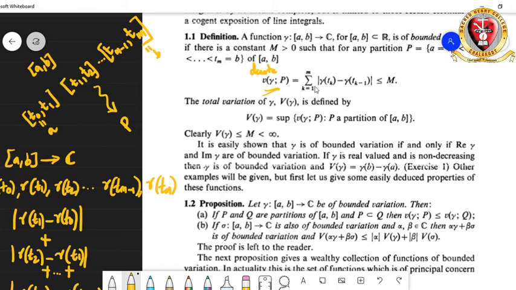Because the sum is always less than or equal to M, the least upper bound will also be less than or equal to M, and that is strictly less than infinity, since we know that M is a real number. So it will not take the value infinity. That is what is called a bounded variation and total variation.